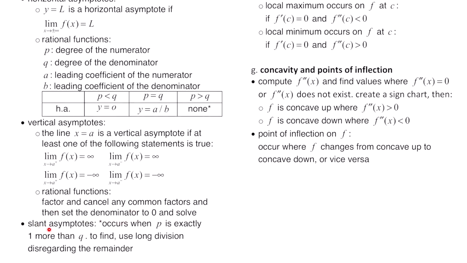And then finally, slant asymptotes. So I'm going to go back up here. If p is greater than q, you have no horizontal asymptotes. But if p is exactly one more than q, like p is 3 and q is 2, then you do have a slant asymptote, and to find it, you use long division, but you disregard the remainder.